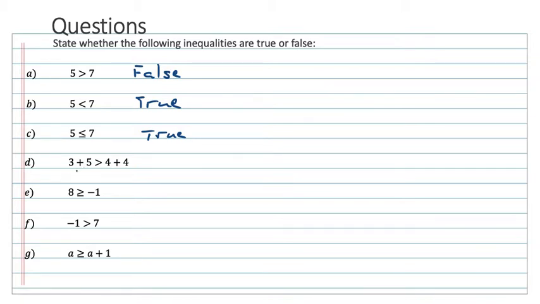What about this one here? 3 plus 5 is 8. 4 plus 4 is 8. So 3 plus 5 is greater than 4 plus 4. Is that true? No, they're actually the same. So that would be false. 8 is greater than or equal to negative 1. Well, we do in fact know that 8 is indeed greater than negative 1. Thus, it is true. Negative 1 is greater than 7. No, it is not.